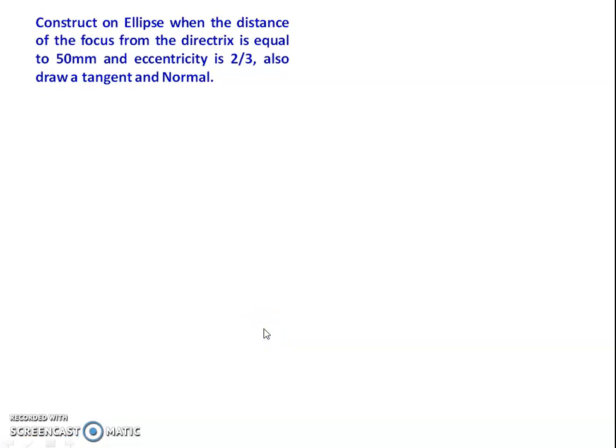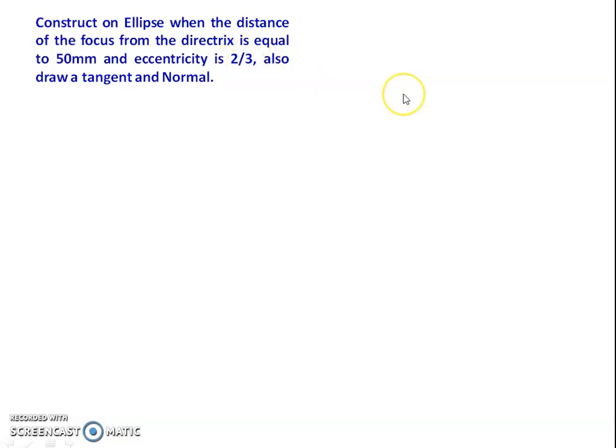Now we have discussed the construction of an ellipse by the eccentricity method. In this problem, it is given that the focus distance is 50 from the directrix, and the eccentricity ratio is given as 2 by 3.